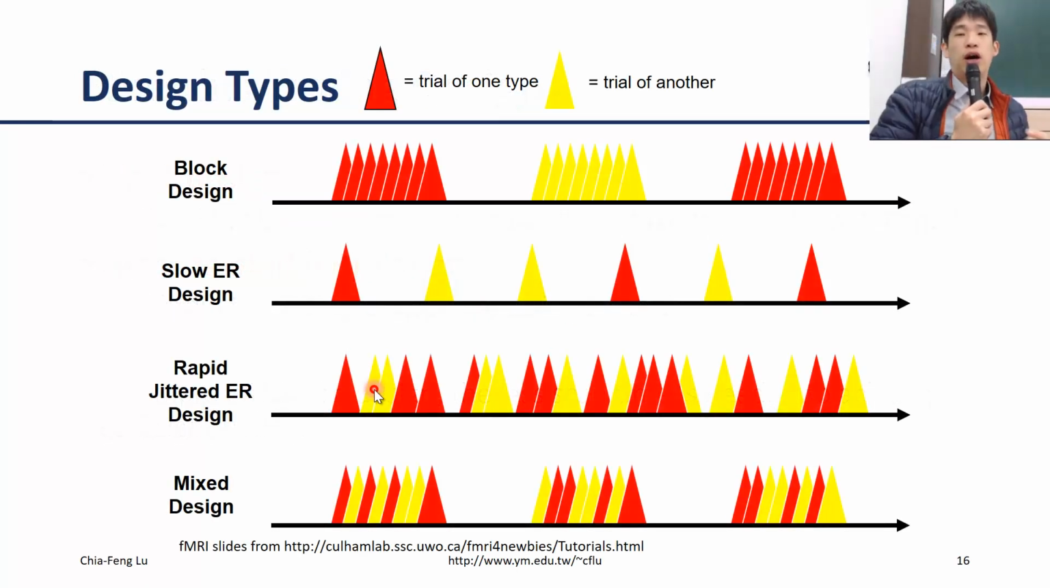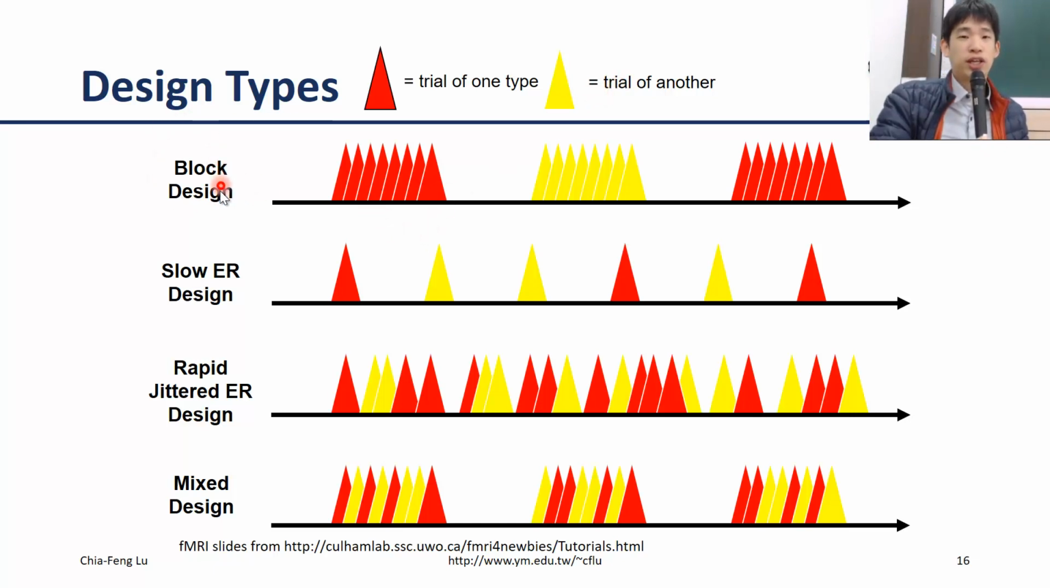Okay. I will try to illustrate the different types of design. The first one is a block design. First of all, you need to take the triangle as a single trial, or a single event, or a single stimulus. The red one is one type, for example, the right hand grasping. And the yellow one may represent the left hand grasping. Okay, just another kind of stimulus.